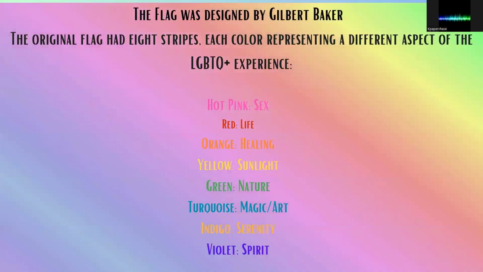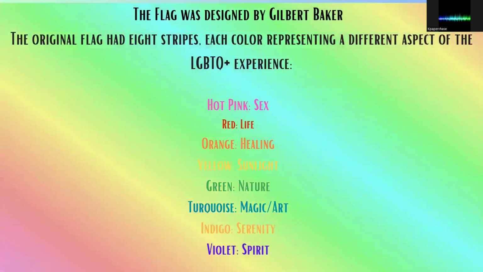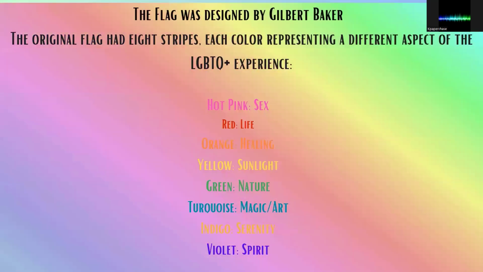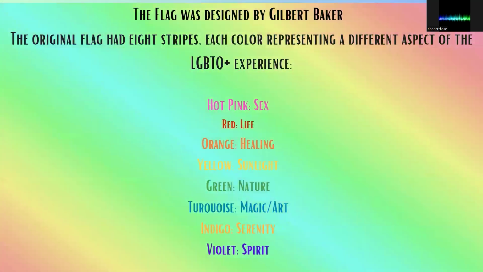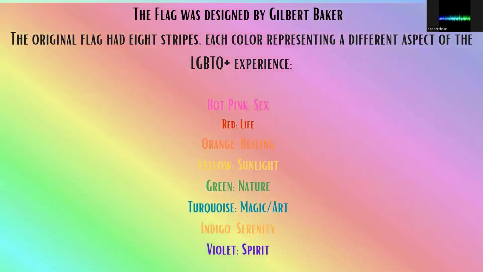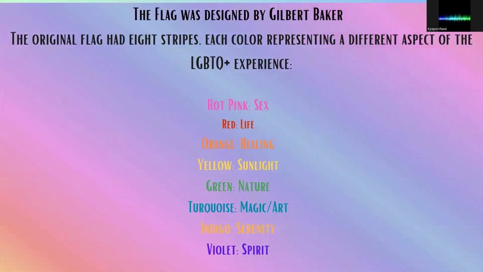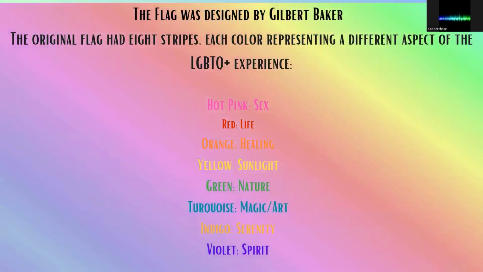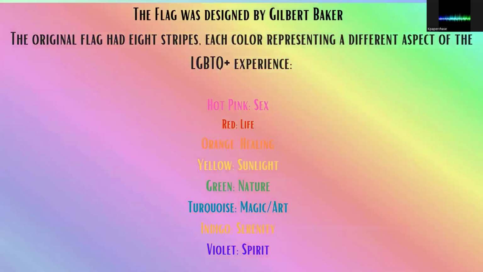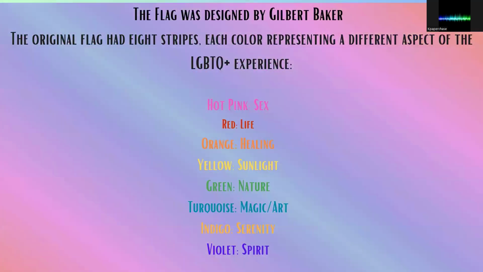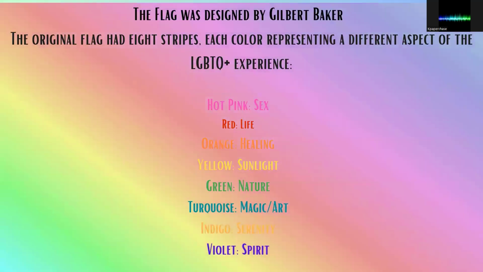So every color in the rainbow means something else. The flag was designed by Gilbert Baker. And if you see, hot pink is for sex, red is for life, orange for healing, yellow for sunlight, green for nature, turquoise is for magic and art, indigo is for serenity, and violet is for spirit. So each one of these colors in the flag actually means something. So there's a lot of thought put into it when Baker made up that flag. So I thought it was really interesting. And I wanted to get past the educational stuff. Then we'll talk about the good stuff once we get an understanding of how everything works.